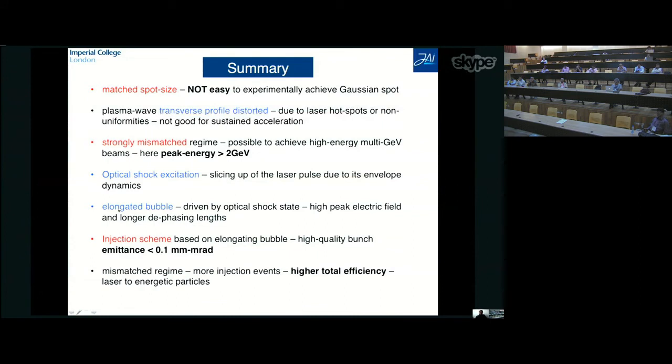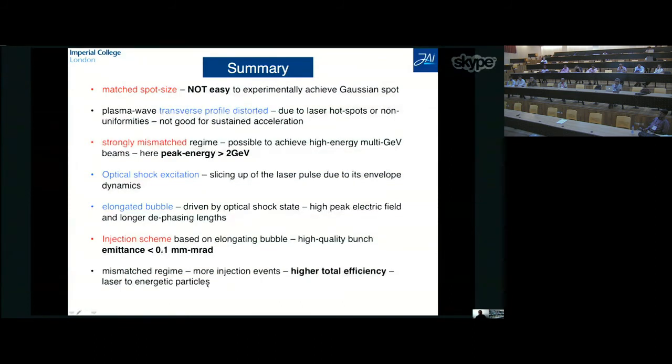And we see that the elongated bubble gives you much higher peak fields of the order of teravolts per meter in the plasma, which is very high for the plasma, and you get much longer dephasing lengths. And finally, the injection schemes that we automatically get driven by these elongating bubbles lead to very high quality bunches, where you can possibly achieve emittance values of less than 1 millimeter milliradian, which is pretty good.